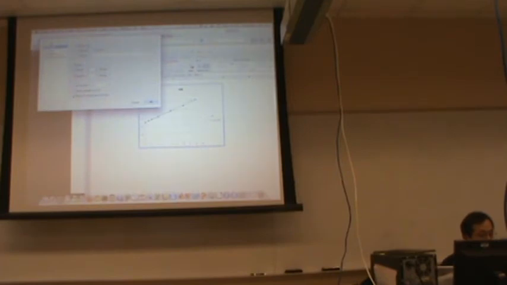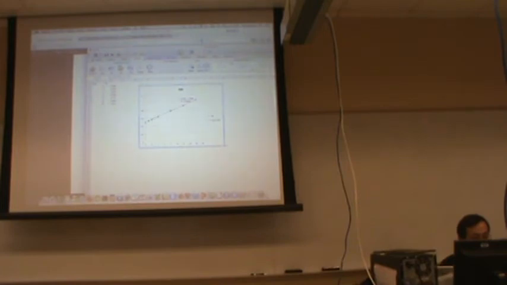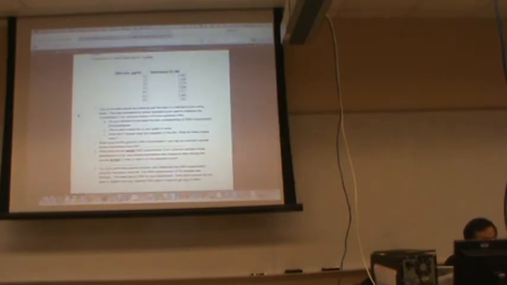Display R square. Display equation. Okay, so that's an extremely good line. R square is 0.996. So that shows how accurate it is, right? R square, if it's 1, that means perfect. If it's 0, it means no fit.